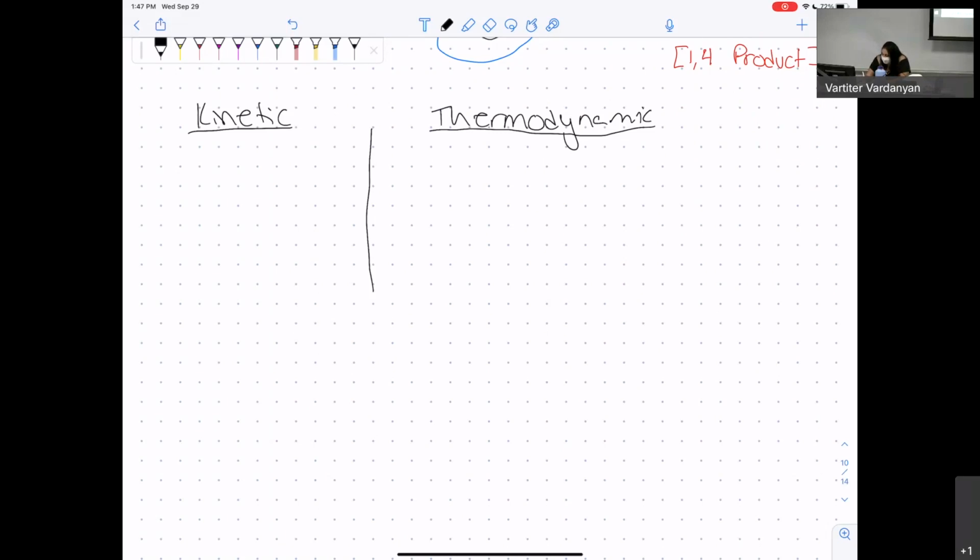Lower, yes. So the kinetic product has the lowest activation energy, whereas the thermodynamic product has the lowest potential energy. The opposite is not true. The kinetic product is not necessarily the highest potential energy, and the thermodynamic product is not necessarily the highest activation energy. So only think in terms of lower energy. Kinetic is the lowest activation energy. Thermodynamic is the lowest potential energy.